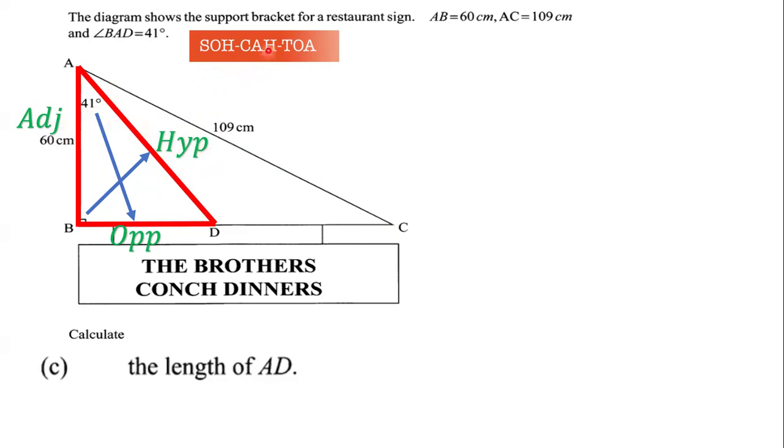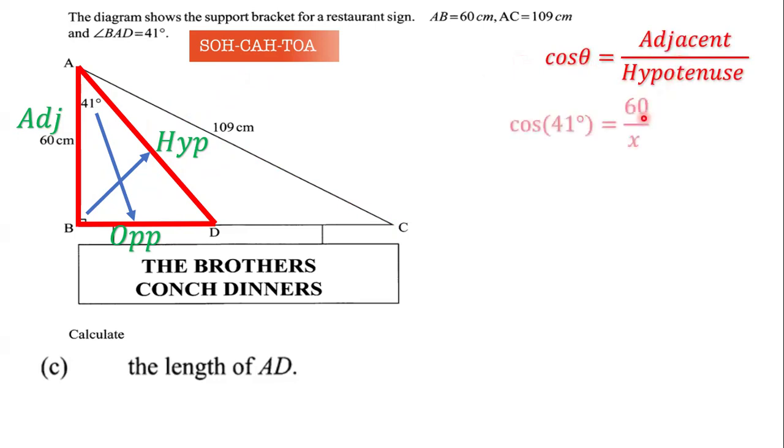Which trig ratio deals with the adjacent and the hypotenuse? That's going to be cosine. So we're going to use cosine of theta. And so we have cosine of theta is equal to the adjacent over the hypotenuse, where the adjacent is 60 centimeters, and the hypotenuse, well, we don't know what that is, so we put x here. And we have cosine of 41 degrees is equal to 60 over x. We're going to put cosine of 41 degrees all over 1.